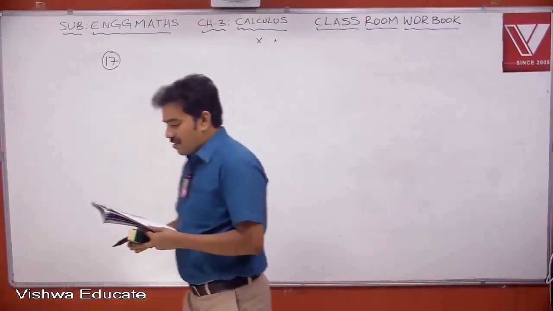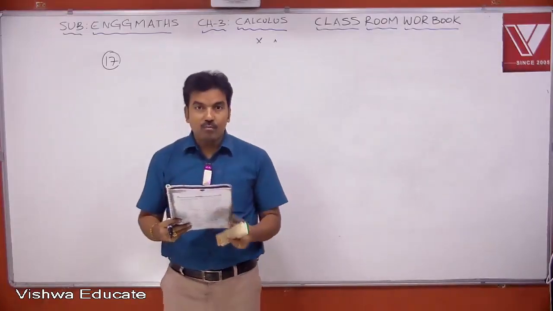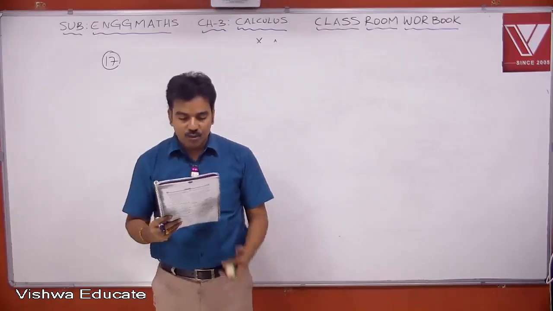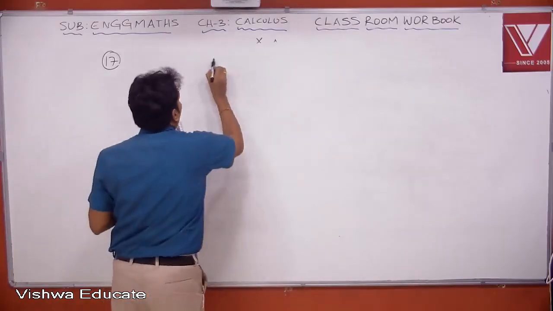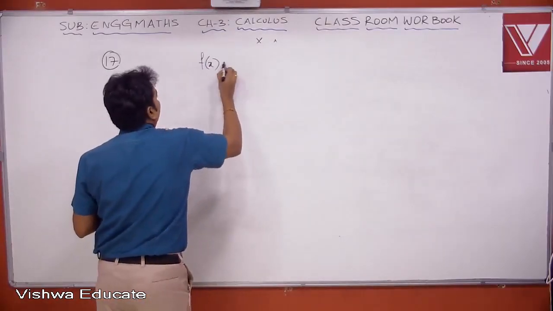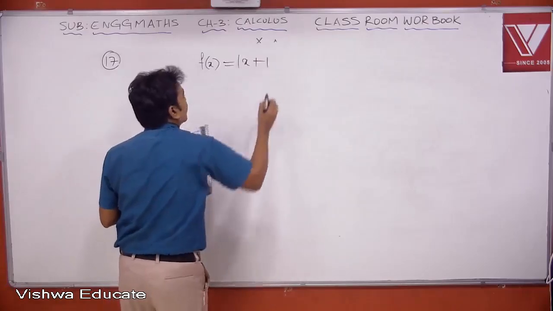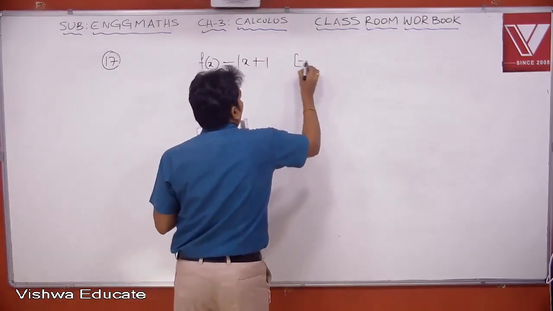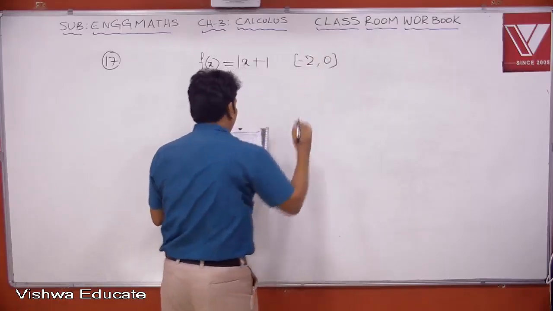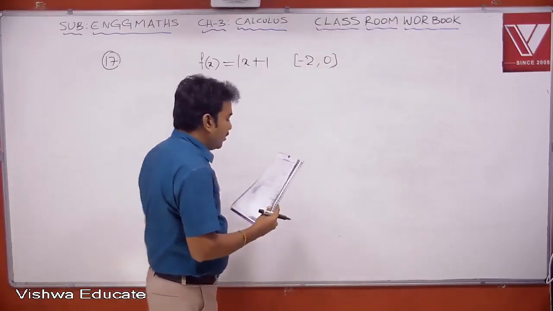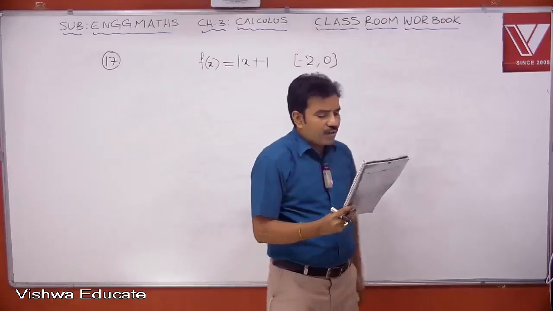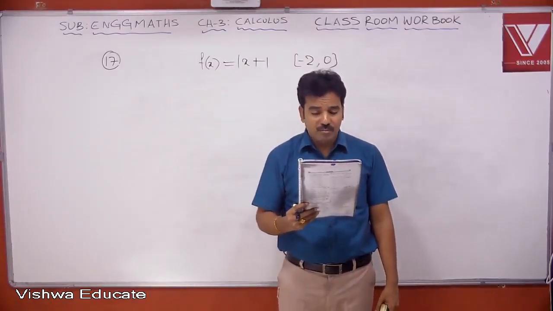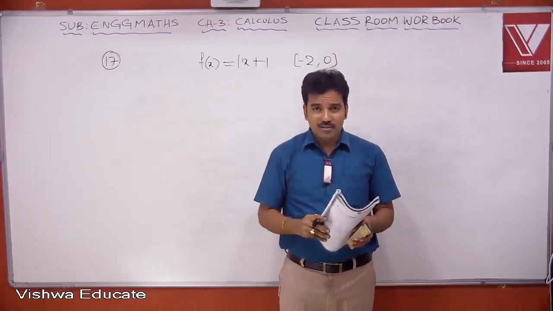What is it? The function f of x equal to modulus of x plus 1 on the closed interval minus 2 comma 0. What is the function? f of x equal to modulus of x plus 1. What is my interval? Closed interval minus 2 comma 0. It is continuous and differentiable. Continuous on the interval but not differentiable. Neither continuous nor differentiable. Differentiable but not continuous.